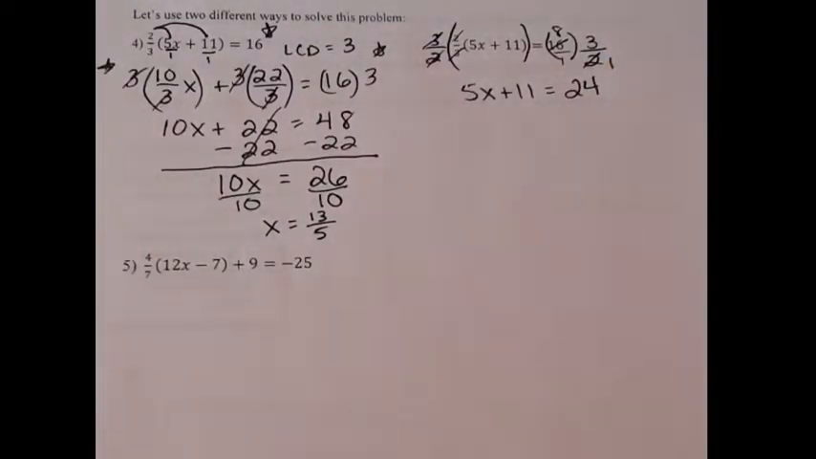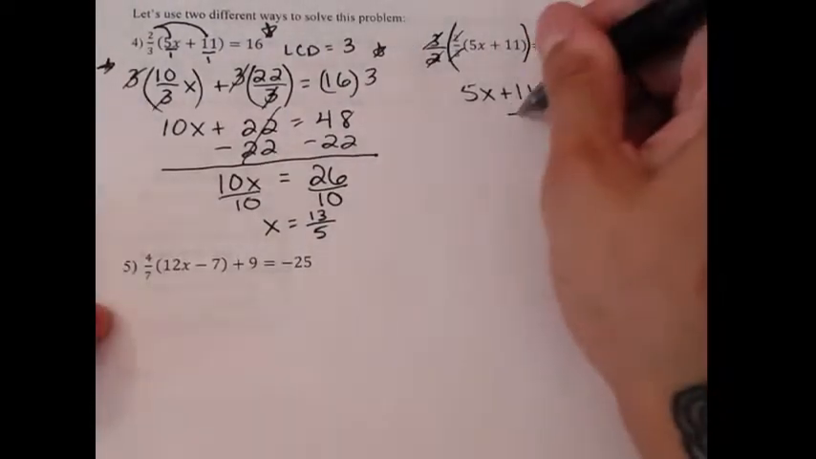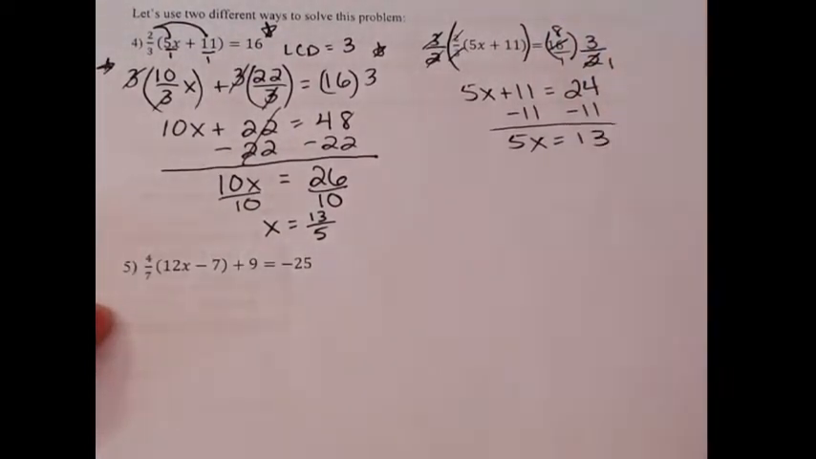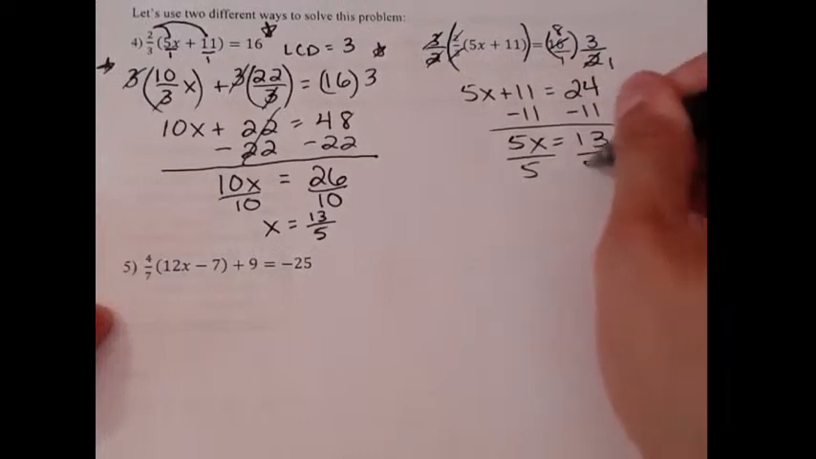In one step, I was able to eliminate the coefficient of our first term, which leaves us with the 5x plus 11. So at this point, I can now subtract the 11. I have 5x is equal to 13, and then I divide by 5.